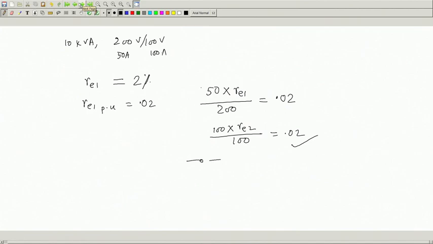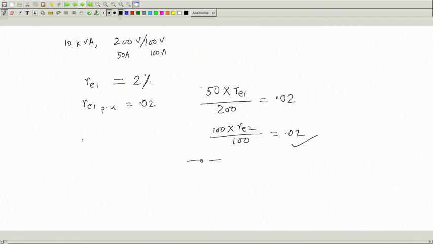Suppose I say that this is the rating of a transformer, and RE1 is 2%. What does it mean? RE1 per unit is then 0.02. It simply means that 200 into 0.02 will be dropped in the resistance when rated current is flowing. That is, I1 RE1 will be equal to 200 into 0.02. That is how you interpret it.